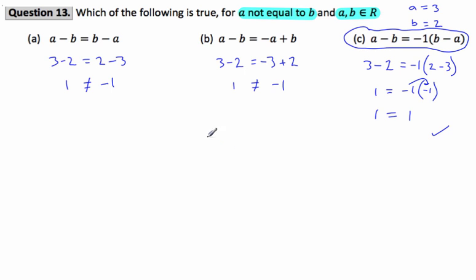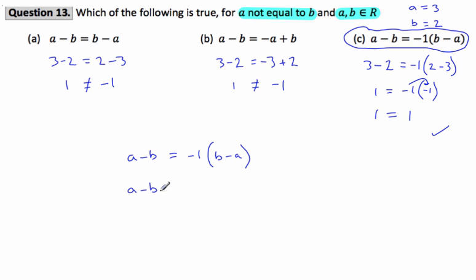part C. Now if we wanted to, because it only works in this case, it can only be the answer C. But just to prove it algebraically, we rewrite the question: A minus B is equal to minus 1 bracket B minus A.